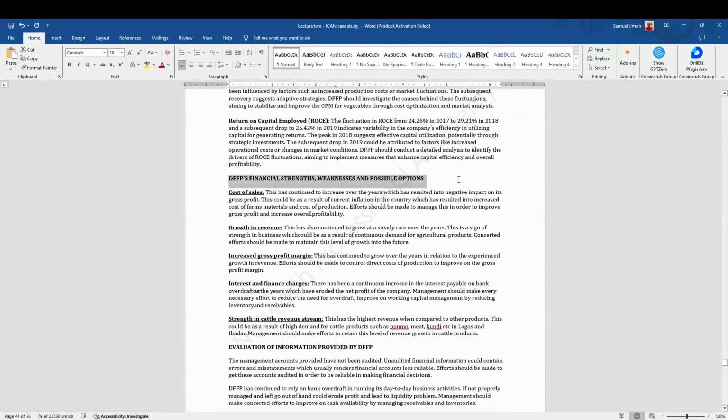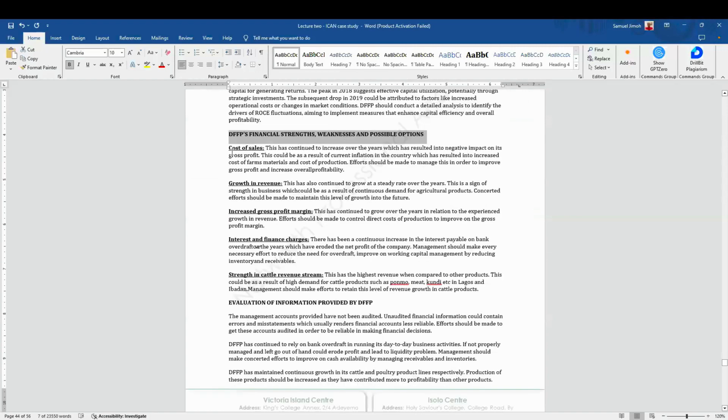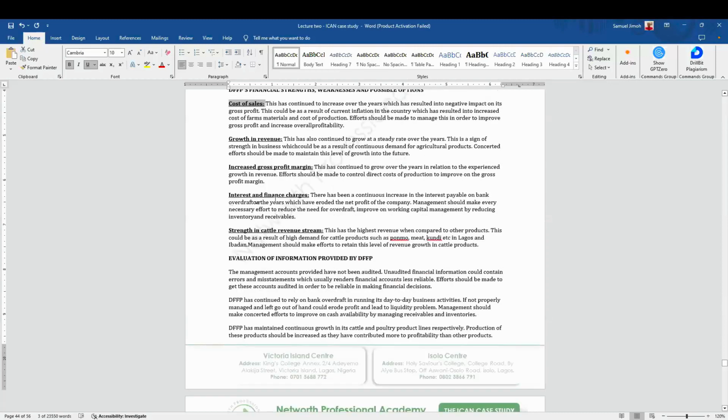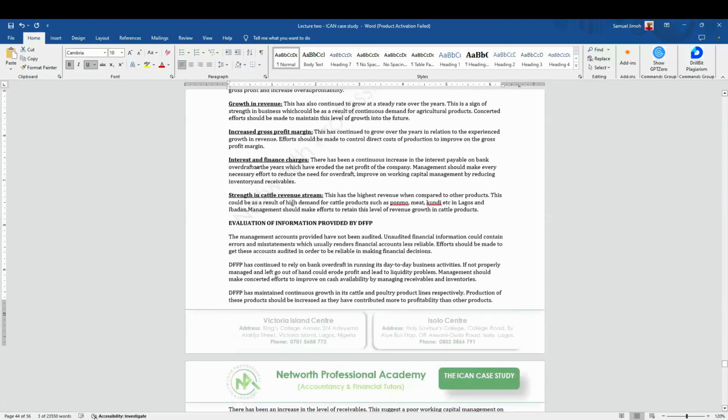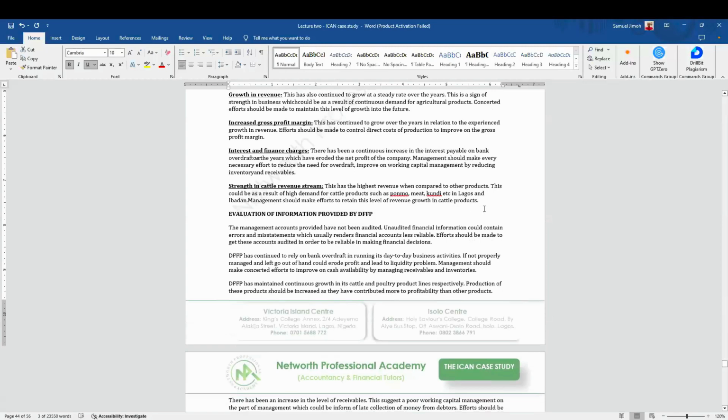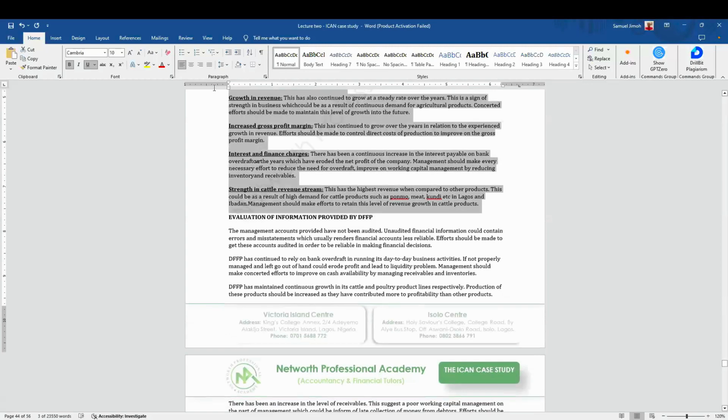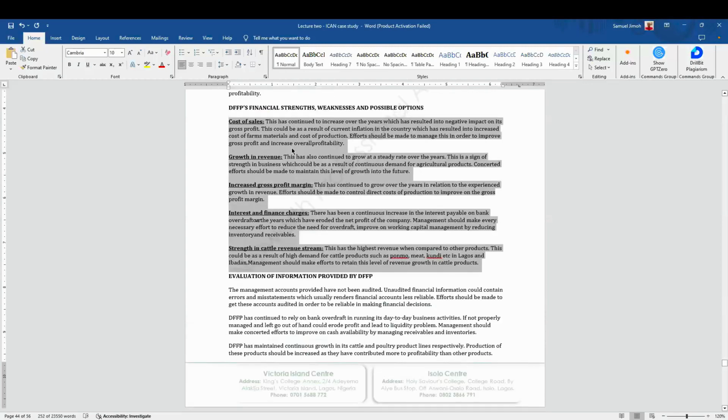Okay, so I've tagged those issues as strengths, weaknesses and possible options in the case. I picked the cost of sales and other issues I've taken notes of in the case: cost of sales, growth in revenue, increase in gross profit margin, interest and finance charges, strength in cattle revenue streams. These are the other issues that I've identified in the case.